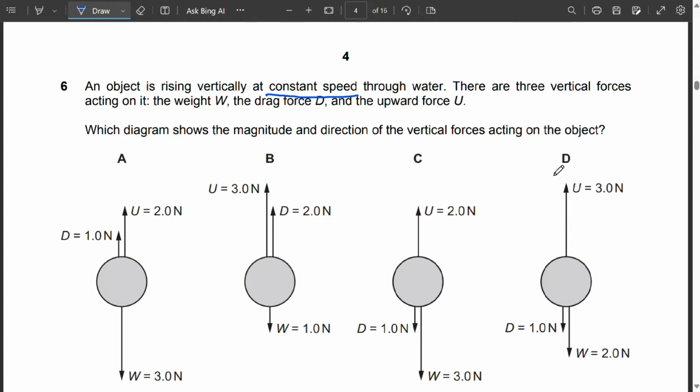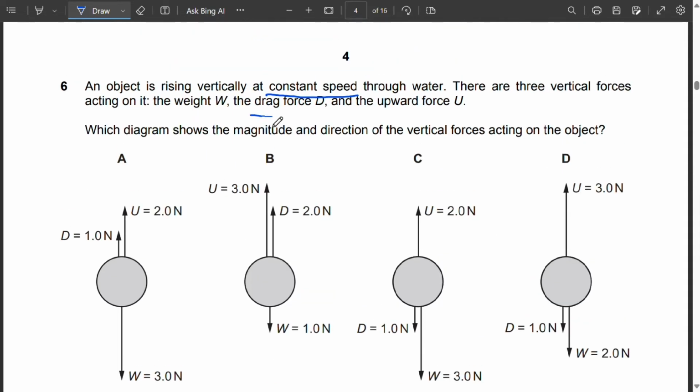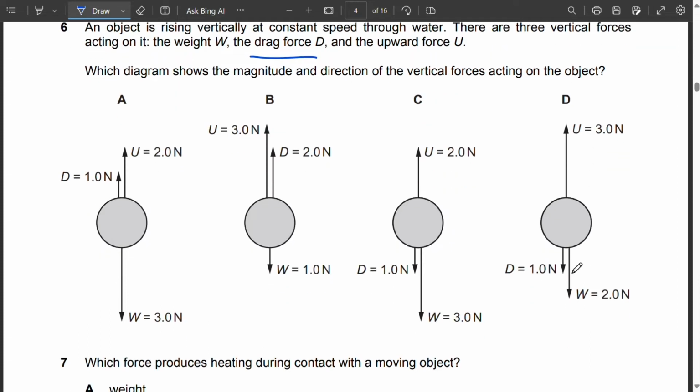Now see, this object is underwater. So first of all, weight always acts downward, that's fine. But when it is moving upward because of the upward force, remember the drag force D will always act in the opposite direction. That means if it is moving up, the drag force will act in the downward direction. So our answer is between these two diagrams.